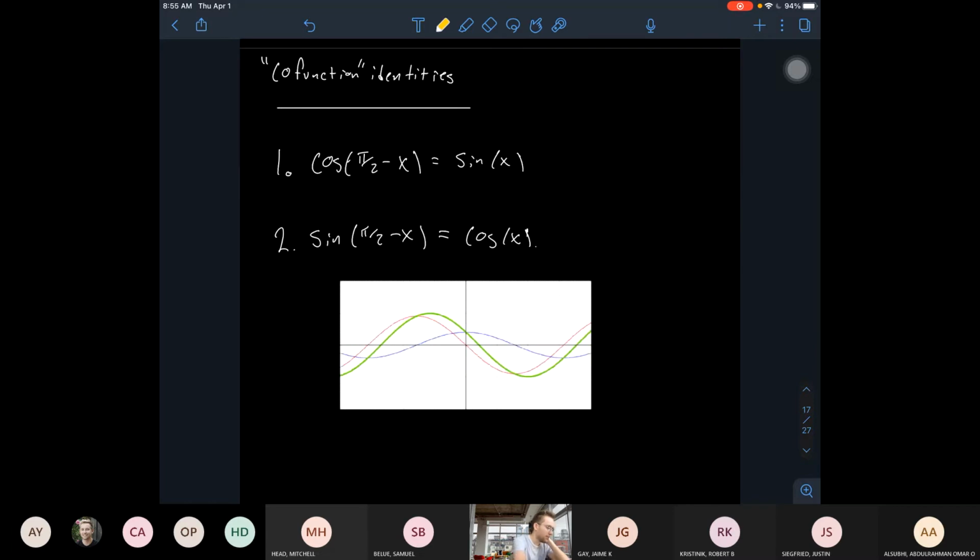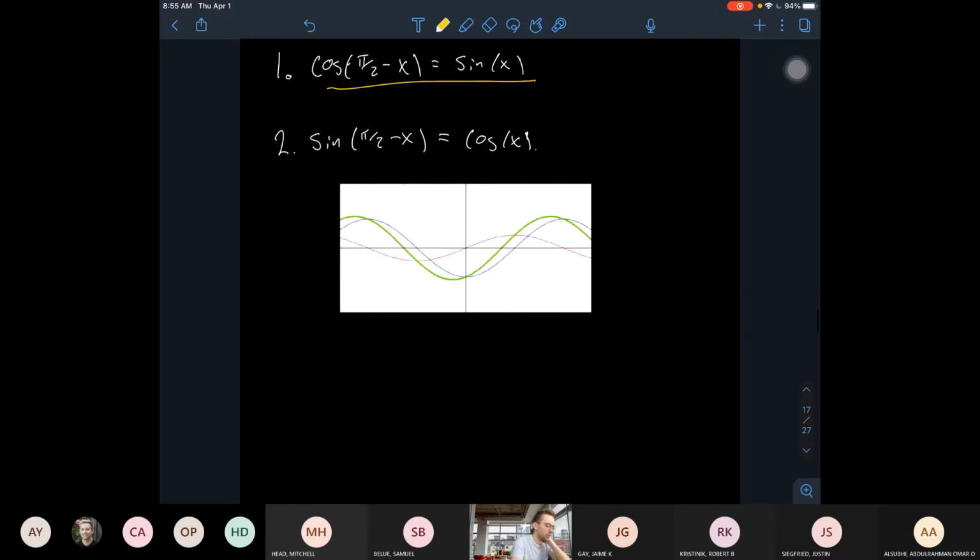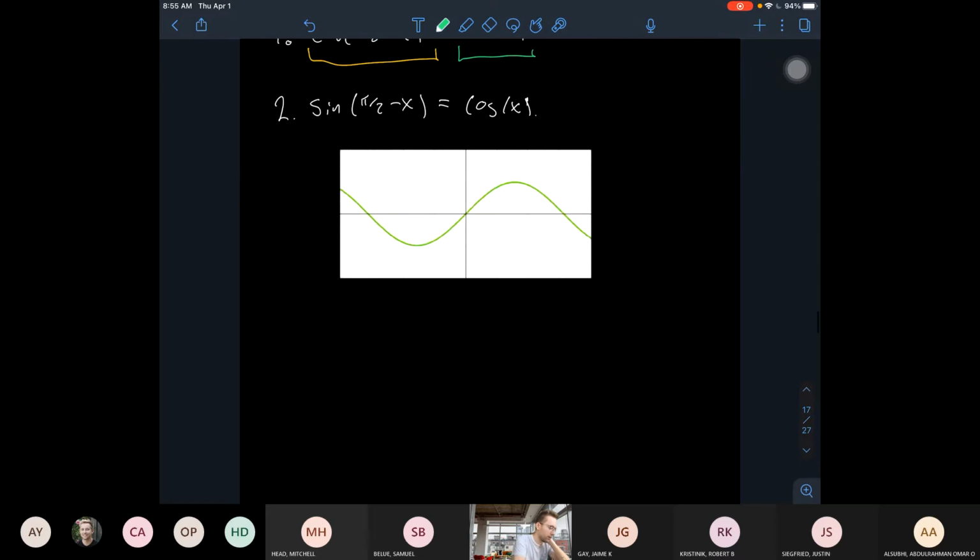Okay, and what does it say? It says that cosine of pi over 2 minus x is going to be equal to sine of x. So let's really parse what that means, because this first one looks like a transformation of the cosine function, and then the second one is just the sine function. So why don't I graph the sine function first, and then we'll try to graph what the transformed cosine function looks like.